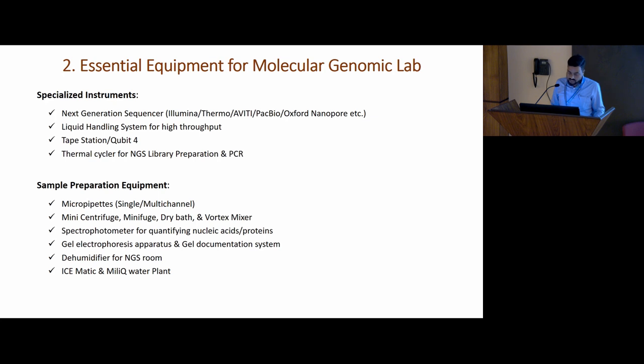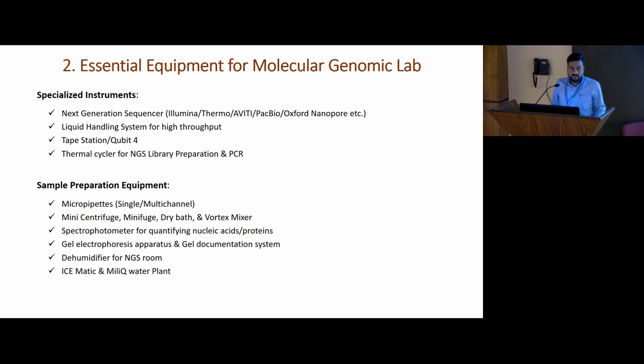For high throughput laboratories, a liquid handling system may help you with library preparation and reagent allocation. It is also important to have the TapeStation and Qubit 4, which are required for library quantification and quality check.